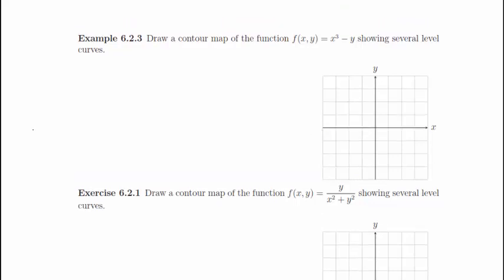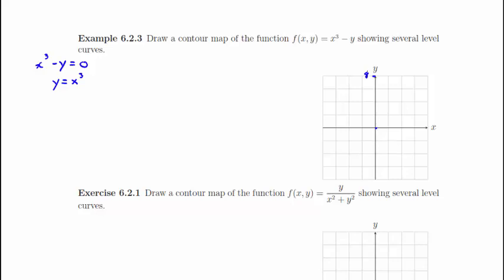Okay, so example 6.2.3: draw a contour map of the function f of x comma y equals x cubed minus y, showing several level curves. So I'll start by saying, when is this function going to equal 0? It's always nice to start there. So x cubed minus y equals 0. If I reorganize this as y equals x cubed, then if I know what this graph looks like, which I'm really hoping everyone here does at this point, then we can go ahead and draw this curve and see that that's where my z values are going to be 0.